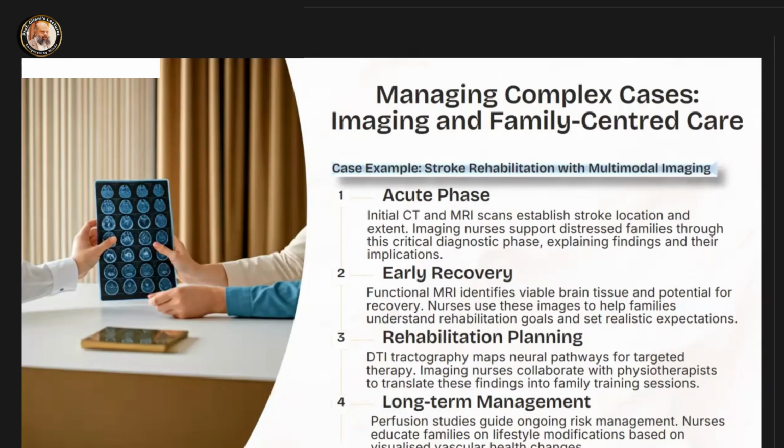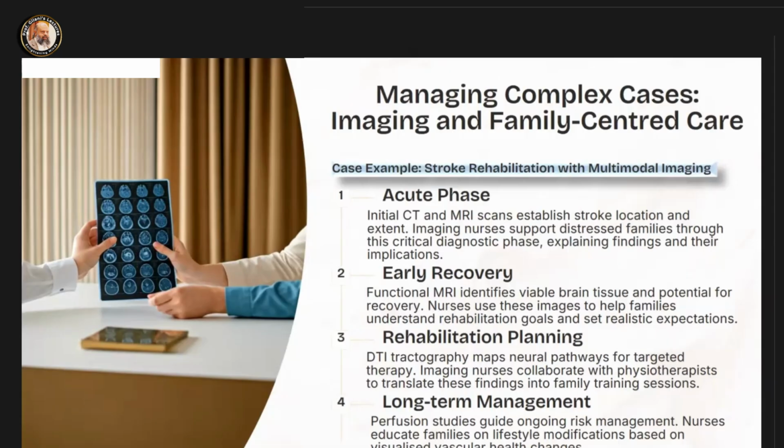Then is the early recovery phase. The functional MRI identifies viable brain tissue and potential for recovery. Nurses use these images to help families understand rehabilitation goals and set realistic expectations.